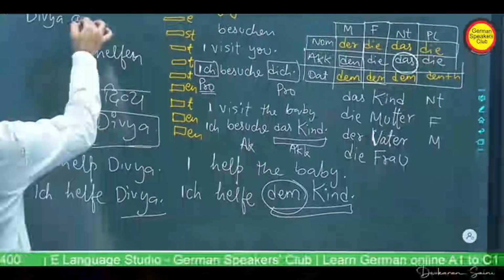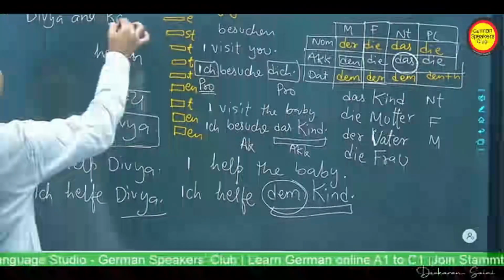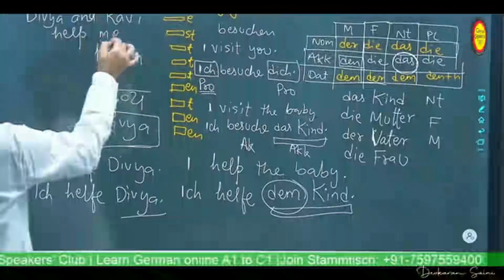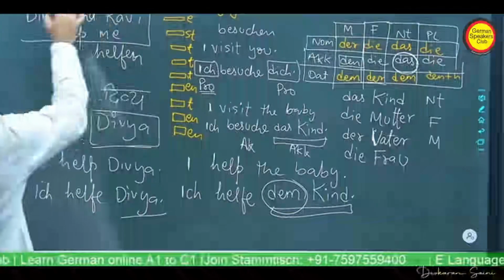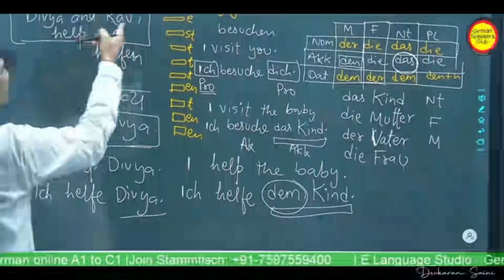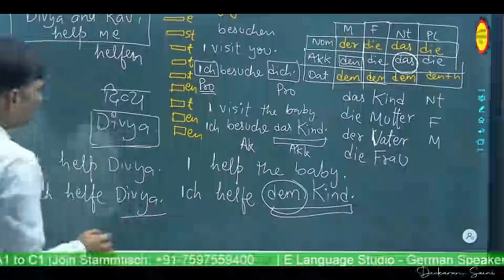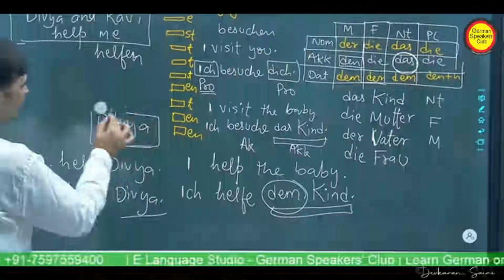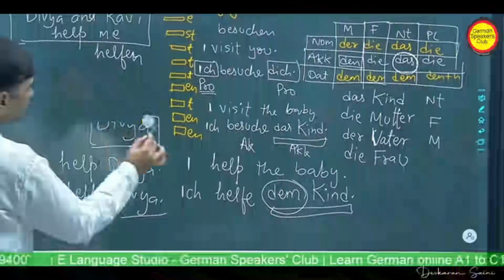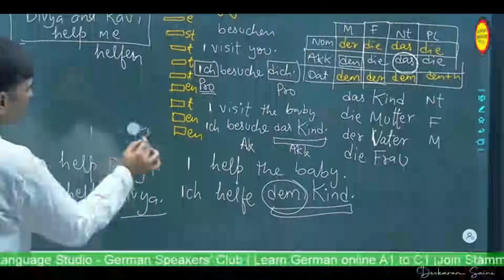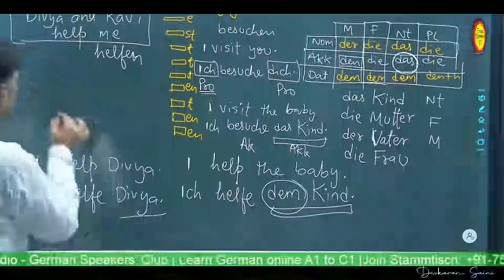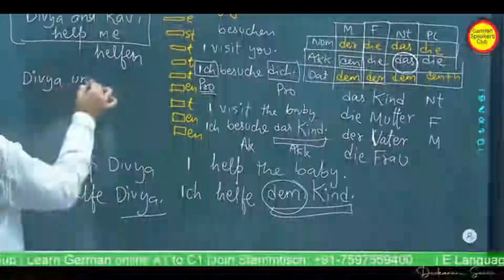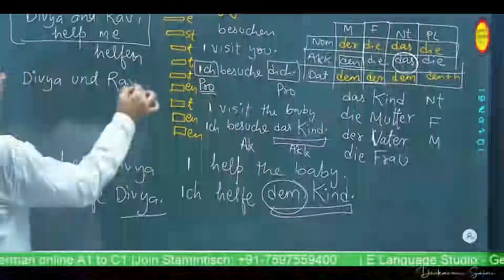Or Ravi. So in German, Ich helfe, look at the sentence carefully, Divya. Divya and Ravi, two people. Ich helfe Divya. I would write it in a similar way, so for names there is no change. But if I write Divya and Ravi, they are the subject so far, but they help me.